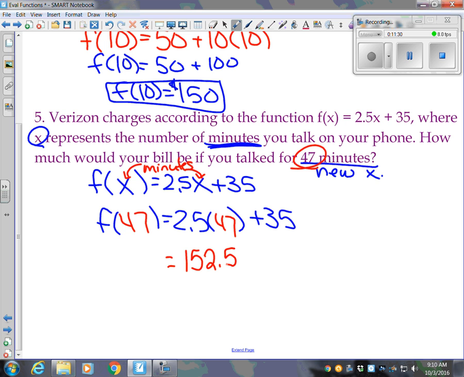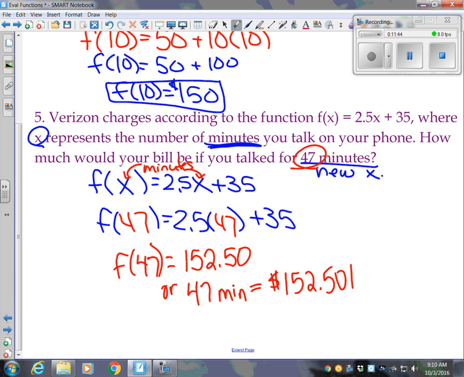152.5 would be what? So for 47, the function at 47 equals 152.5, or 47 minutes would equal a $152.50 bill. I'm trying to make sure that you understand that now we can actually talk about it and it has meaning. The number in the parentheses has a meaning. The number you get as an answer has meaning.